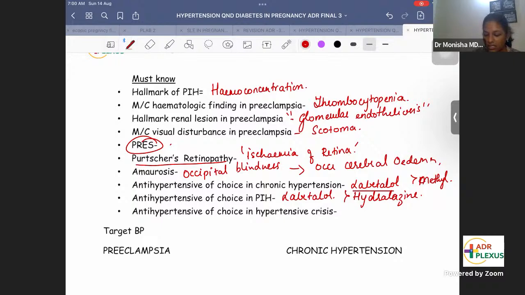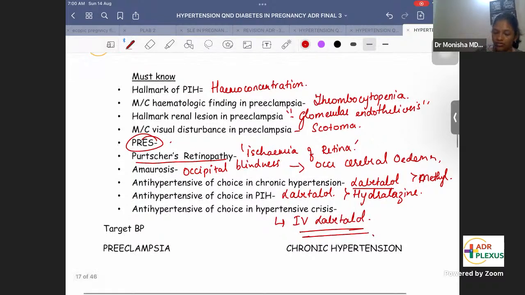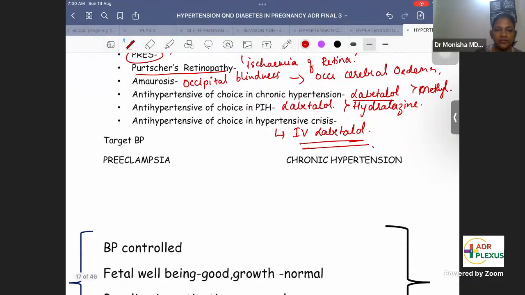What is the antihypertensive of choice in hypertensive crisis? Remember, it is IV labetalol that will remain as the choice of drug.